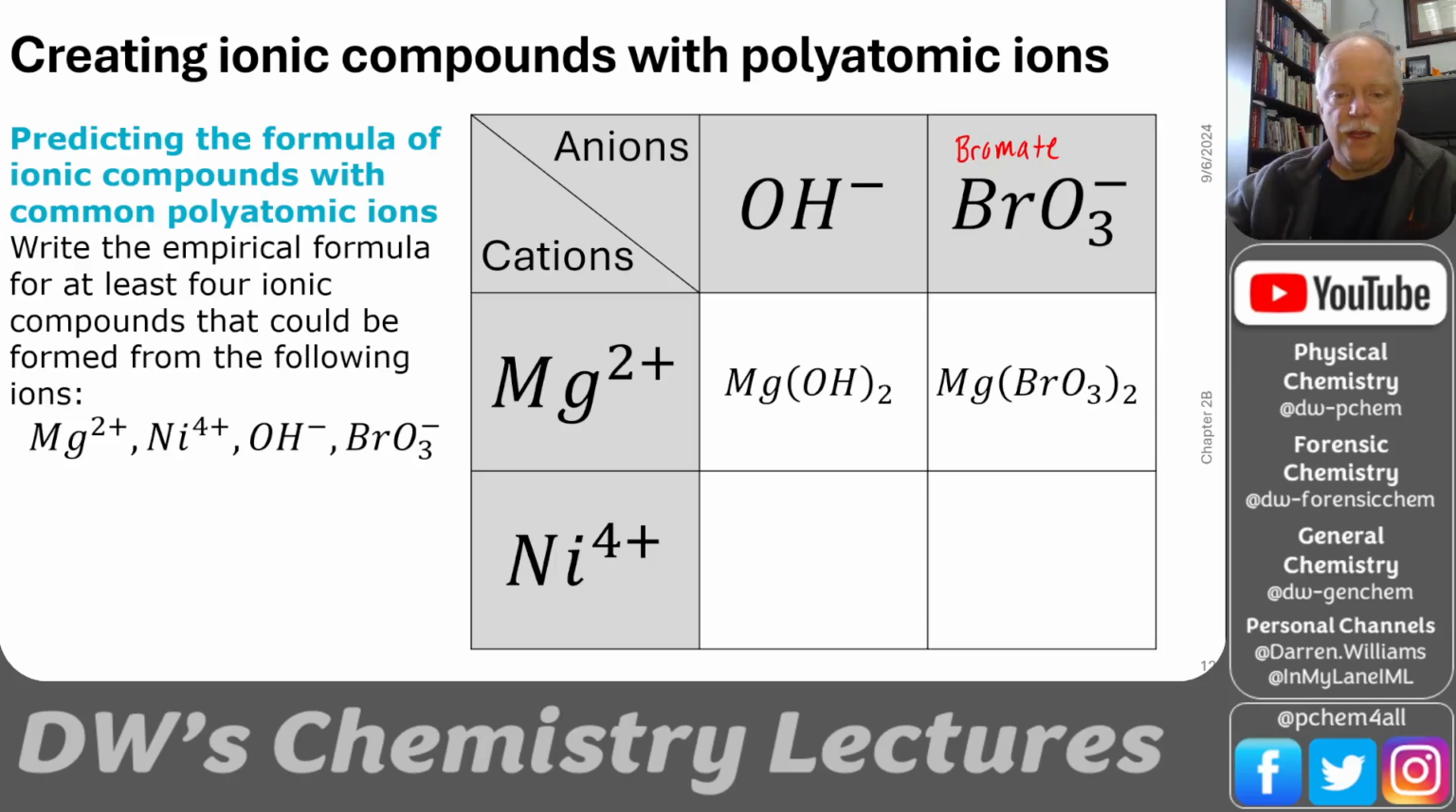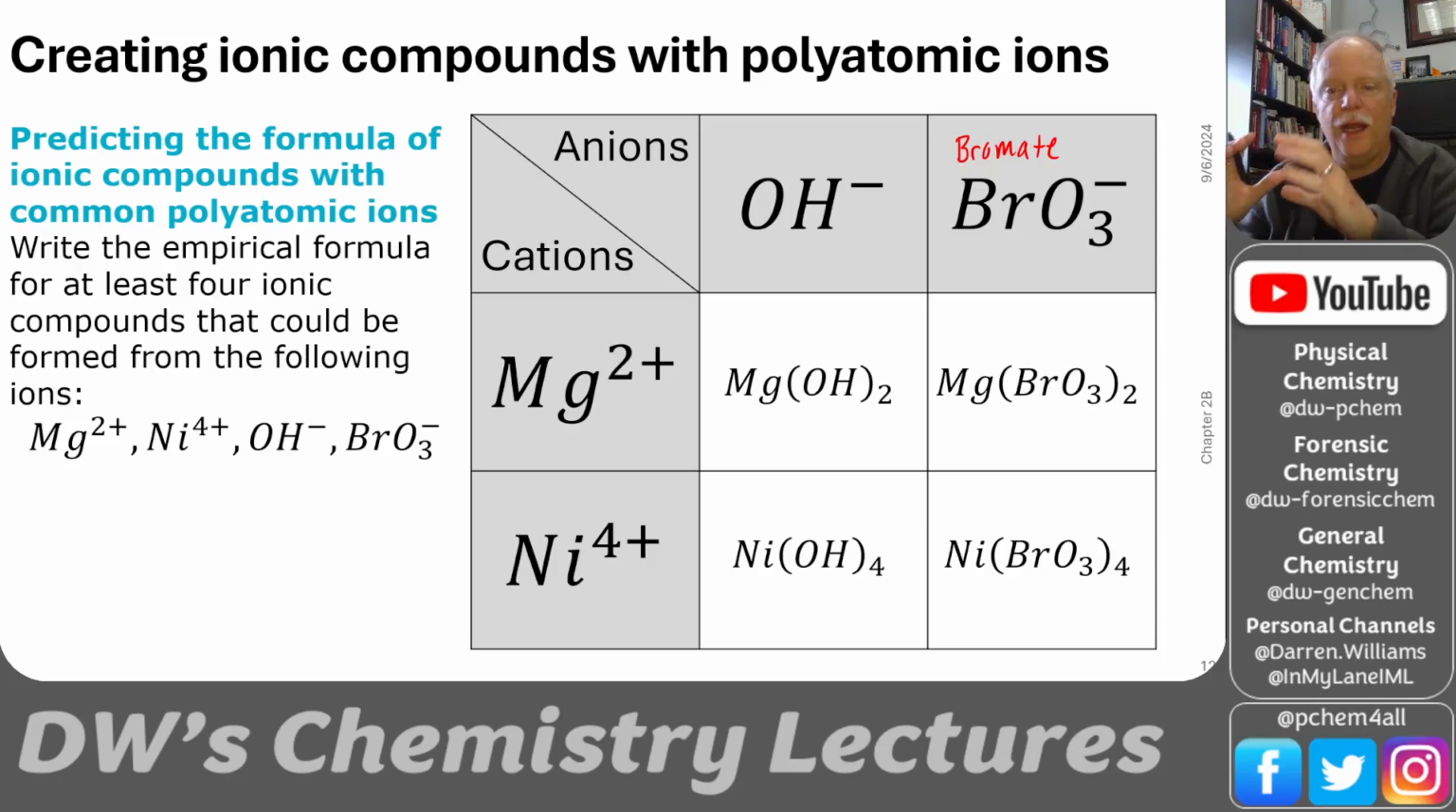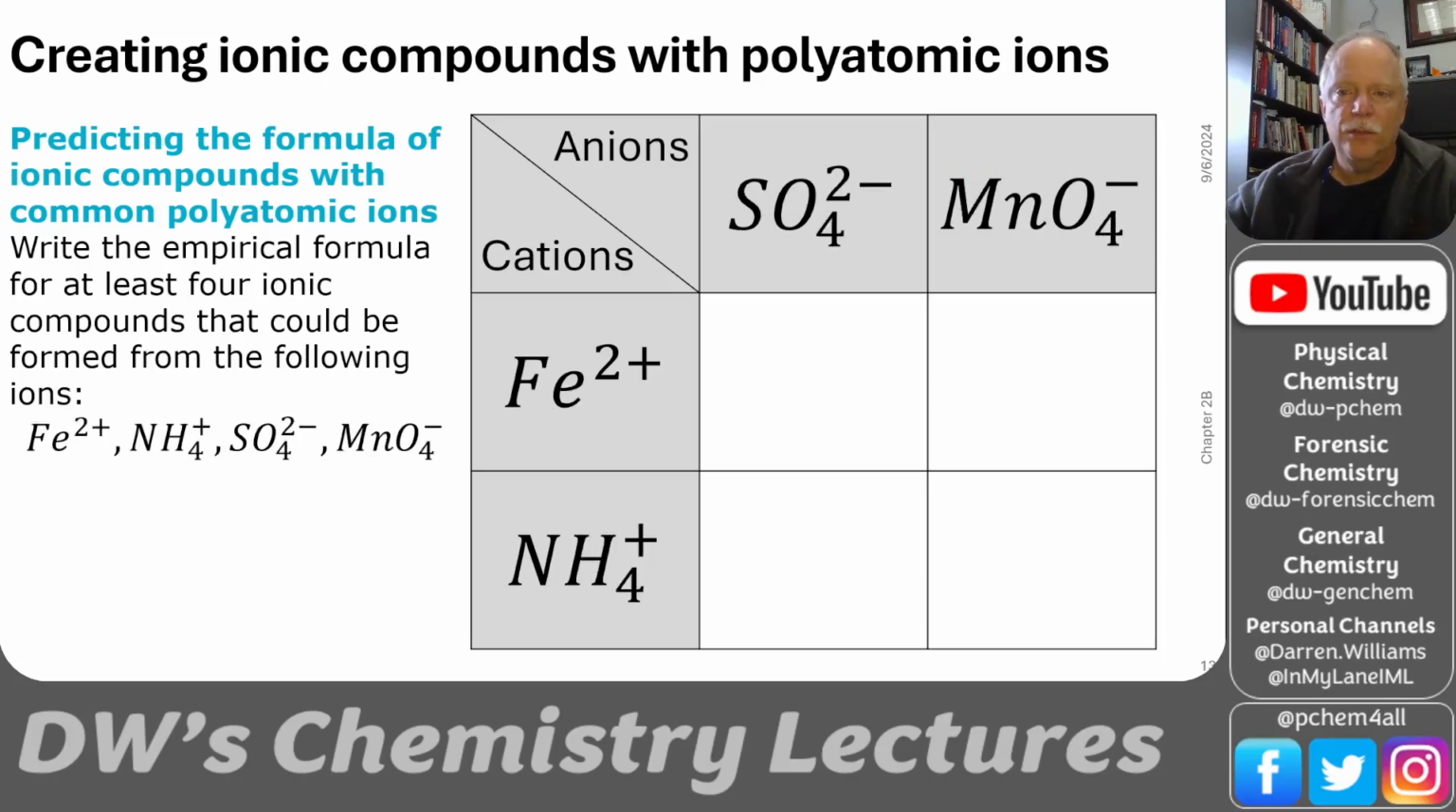Okay, now we've got a cation with 4 charges. So nickel, OH only has -1, so we need 4 of those. We put the parentheses and put a 4 down there, and the same with the bromate. We put a 4 down in the corner, so that we need 4 bromate anions for 1 nickel 4 plus cation. It's pretty straightforward. Okay, let's do some more.